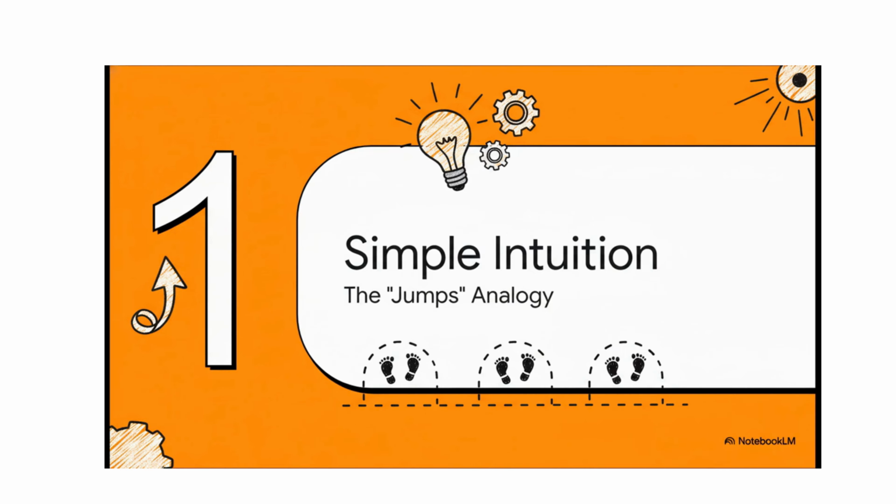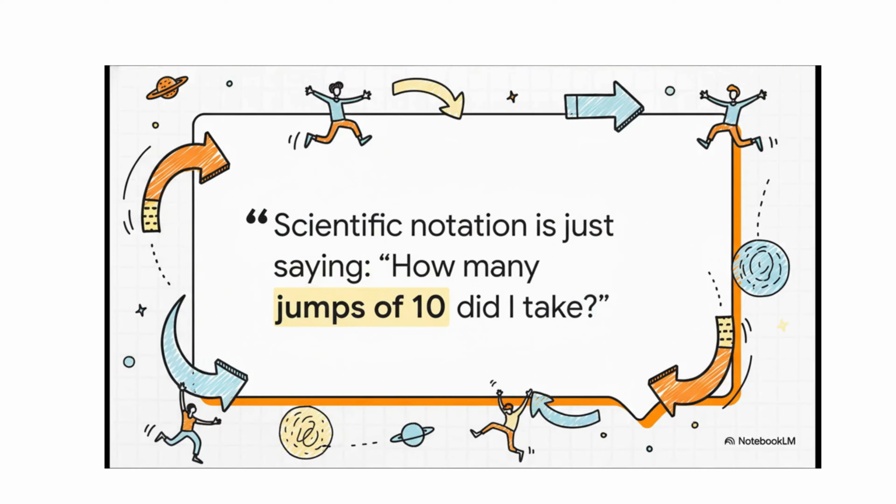All right, to really get this, we've got to start with the gut feeling, the intuition. So forget the textbook rules for a minute and let's just focus on one simple idea, the jump. Just think of it like this. Standard form is just a shortcut for saying, how many jumps of 10 did I have to take? Every single time you move that decimal point, that's one jump. The final number, it's just a little record of how many jumps you took and which way you went.